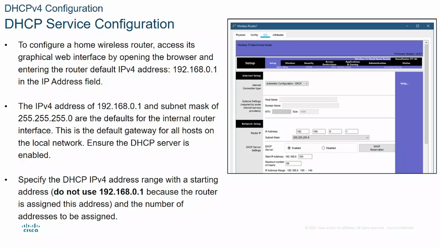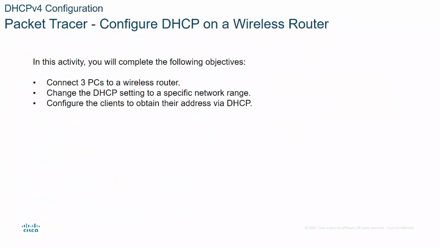The IPv4 address of 192.168.0.1 and subnet mask of 255.255.255.0 are the defaults for the internal router's interface. This is the default gateway of all hosts on the local network. Ensure that your DHCP server is enabled. Specify the DHCP IPv4 address range with a starting address. Do not use 192.168.0.1 because the router is assigned this address, and specify the number of addresses to be assigned. This means all hosts must have 192.168.0 as their network address, as long as they are connected to the same network.